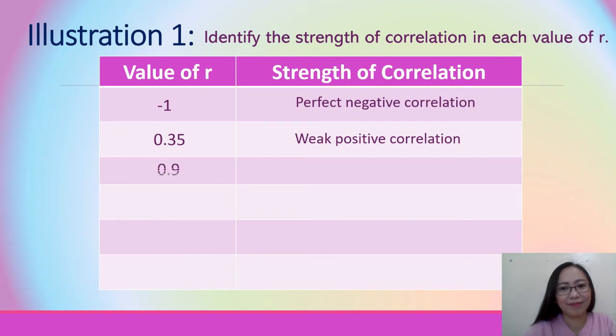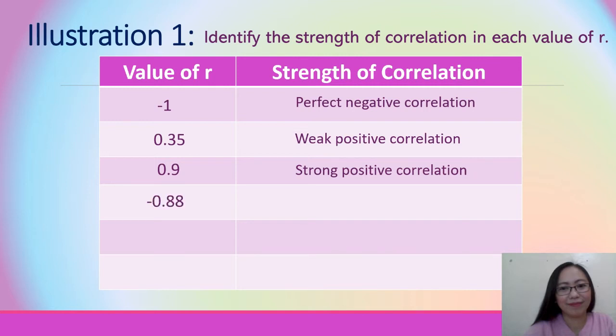Let's have another one. r equals 0.9. Again, this is positive. Is it strong or weak? That's the next question. Considering the range wherein 0.9 is located, this is in the range between 0.5 and 1. And this is a strong positive correlation.